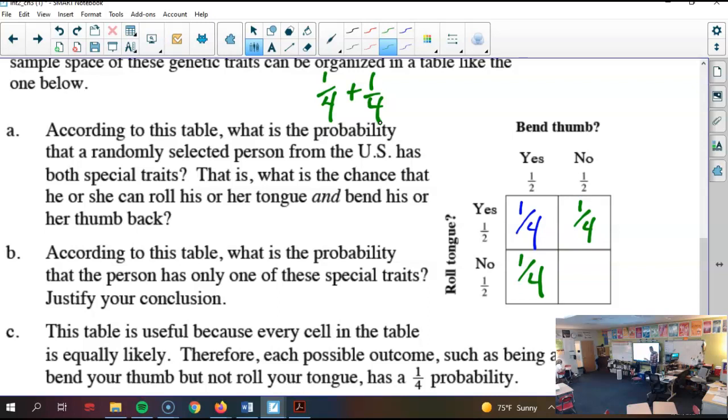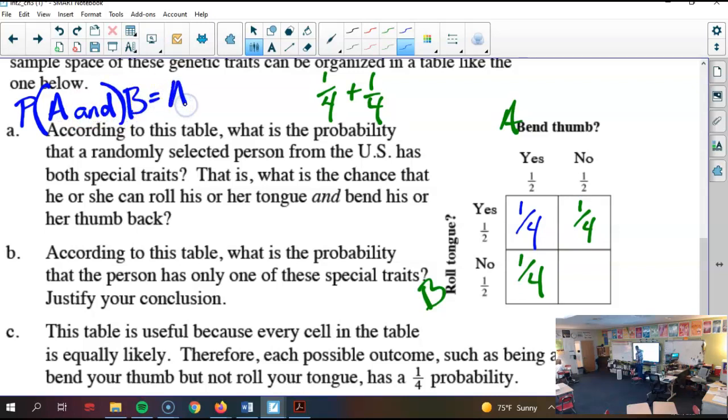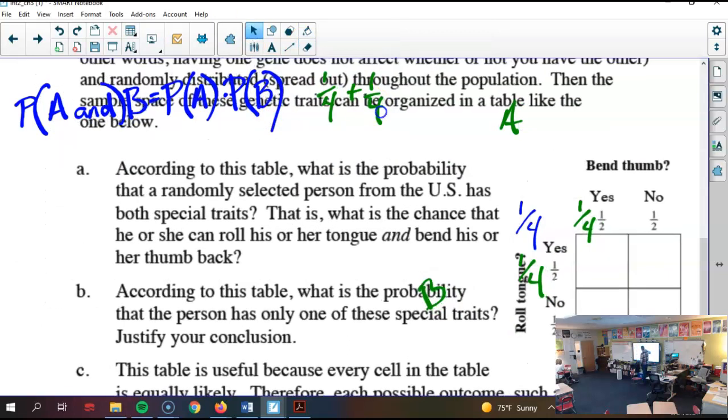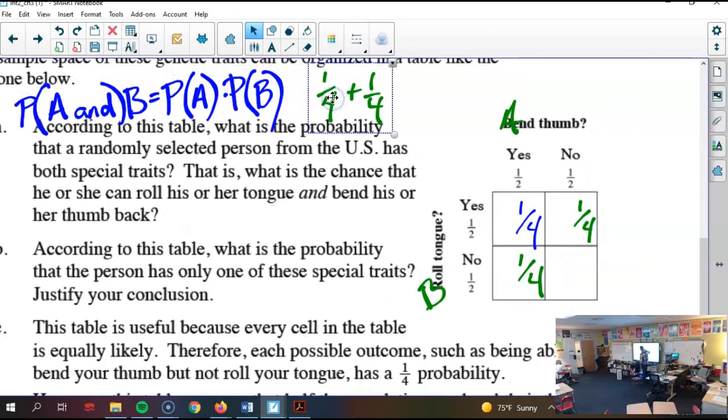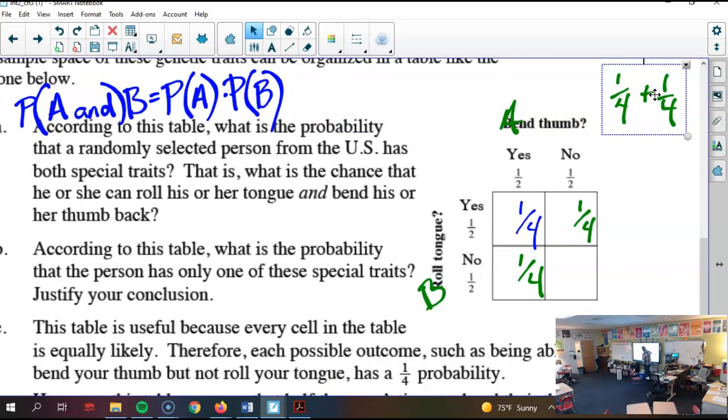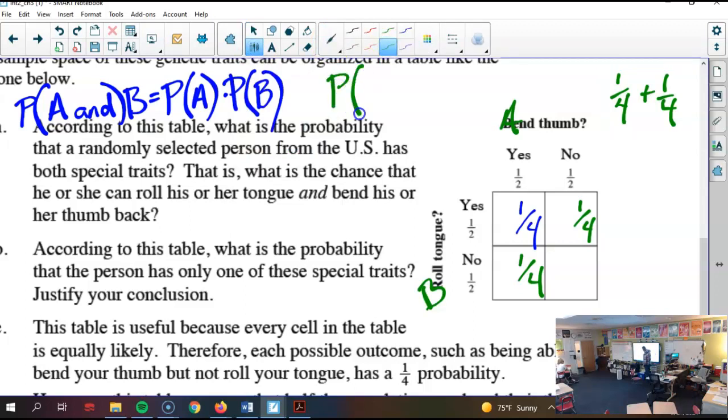So for the "or", let's call this A, and let's call this B. You might want to write this down. This is now one of those math things. We said the probability of A and B was a multiplication: P of A times P of B. And that was just fine, everything was good with that. And now we're saying probability of A or B.